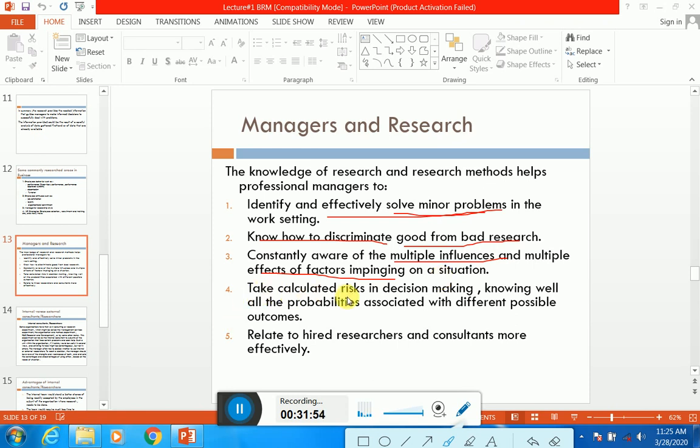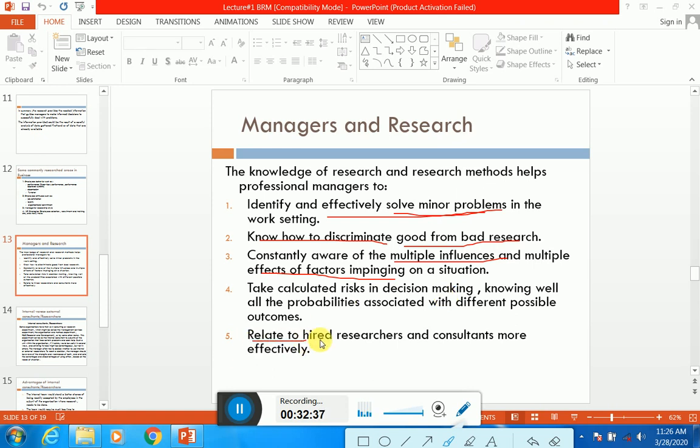After that, we have: take calculated risk in decision making. Initially, I told you, when we are talking about research methodology, the basic aim of research is to reduce uncertainty, or in other words, to minimize the risk. So when managers are able to identify the different alternatives, evaluate them, and compare which alternative course of action has a minimum risk, then they are able to take that alternative which contains a minimal risk.